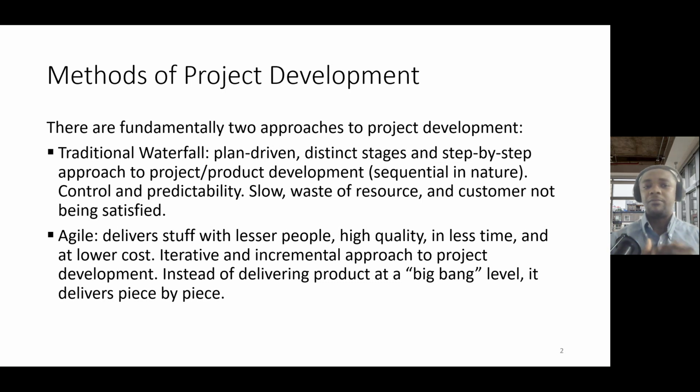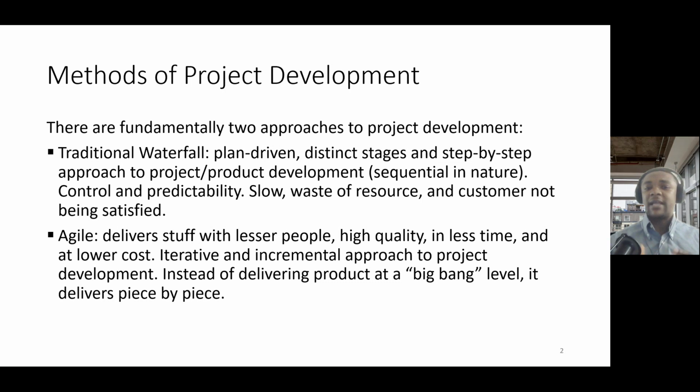Let's take the first one, which is the traditional way. The traditional way is plan-driven. What that means is a step-by-step approach. Everything has been mapped out, it is controlled, it is predictable. The traditional way of building projects or software is slow and a waste of resources. These are the attributes of waterfall. Waterfall is a controlled, plan-driven project management methodology, in contrast to another methodology called Agile.